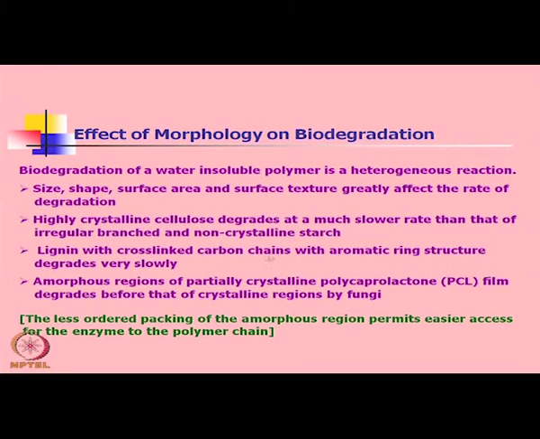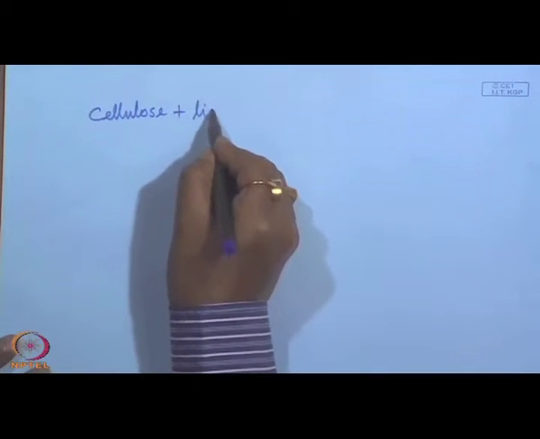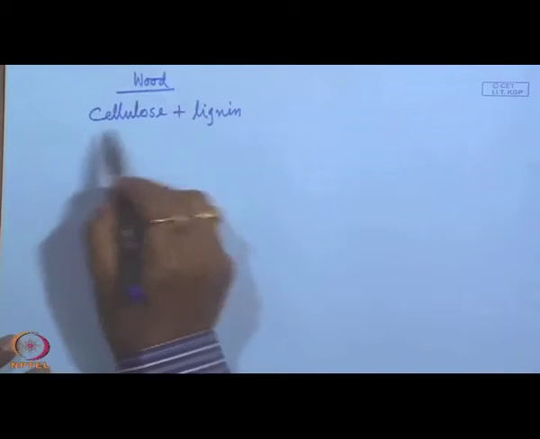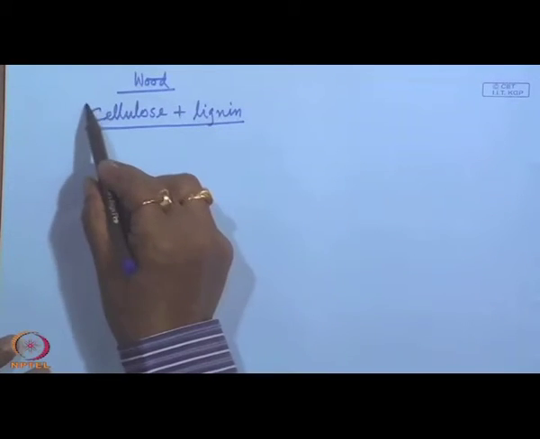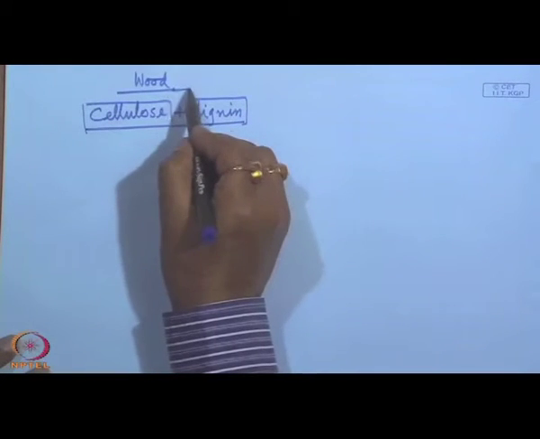Lignin with cross-linked carbon chains with aromatic ring structure degrades very slowly. Now, lignin is a polymeric material. Lignin occurs in nature in wood as a matrix material; cellulose plus lignin makes the wood. That means wood is basically made of cellulose and lignin, where cellulose is the fiber and lignin is the matrix, and this forms the wood composite.